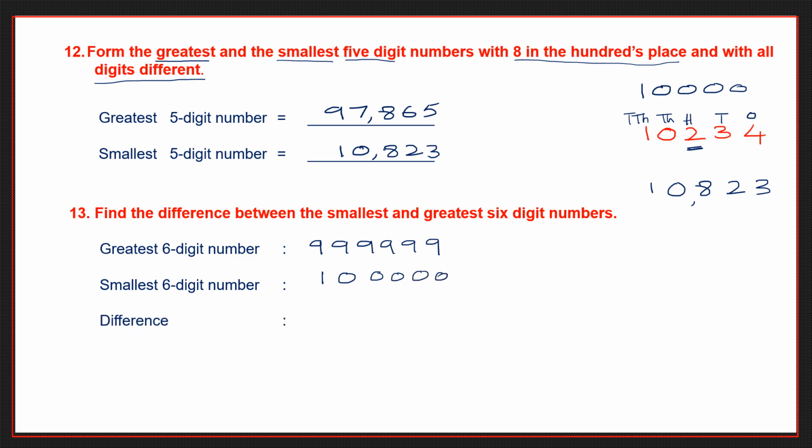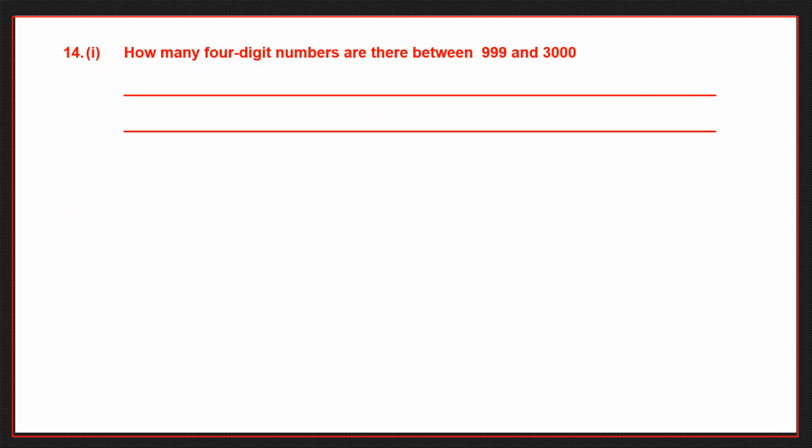And now we must find the difference. That means we have to subtract these two. Difference means subtraction. So let's subtract. 9 minus 0 is 9. Here also 9, 9, 9, 9, and here we have 9 minus 1 is 8. So what do we have here? 8,99,999.